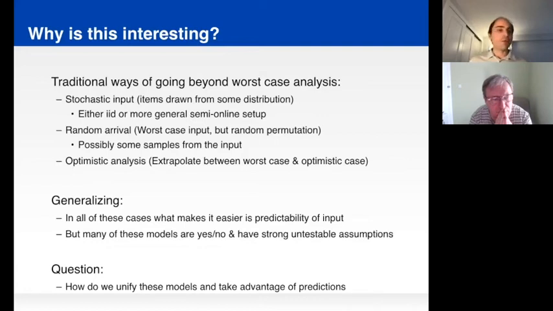And then I can say, maybe I'm assuming stochastic input, maybe I'm assuming random arrival, or maybe I'm assuming the existence of these predictions. All of these give me something new to know about my instance. How do I use it? And how do I do this in one fell swoop instead of specifying the analysis to say, well, I have one submission on stochastic input and another paper on random arrival and another paper on something else, just because we don't know how to combine it all.